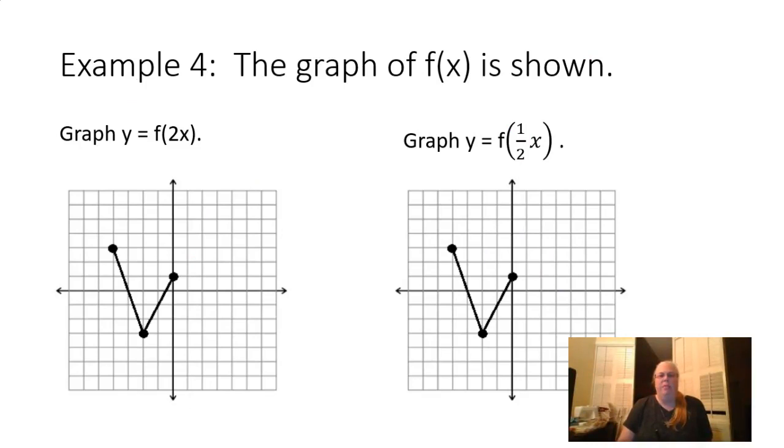Example 4, the graph of f of x is shown. We're going to graph y is equal to f of 2x. Now this 2 actually represents a horizontal shrink. Horizontal shrink. And it's a horizontal shrink of 1/2. It's 1 divided by the 2 right here. So what we're going to end up doing is multiplying our x coordinates by 1/2.